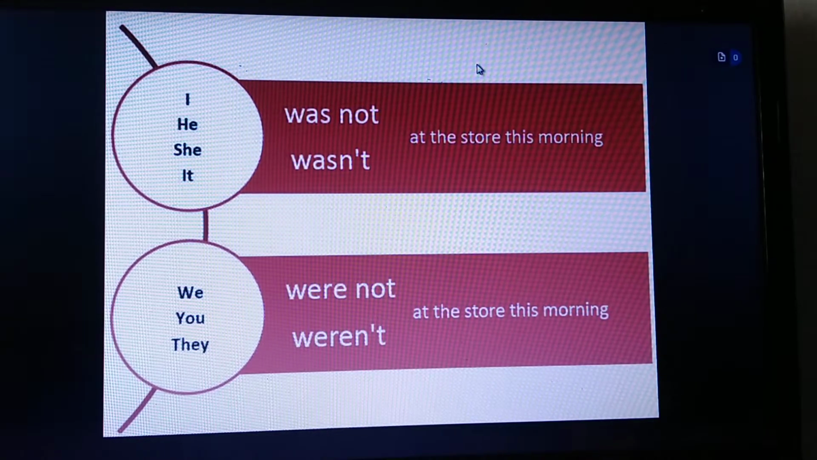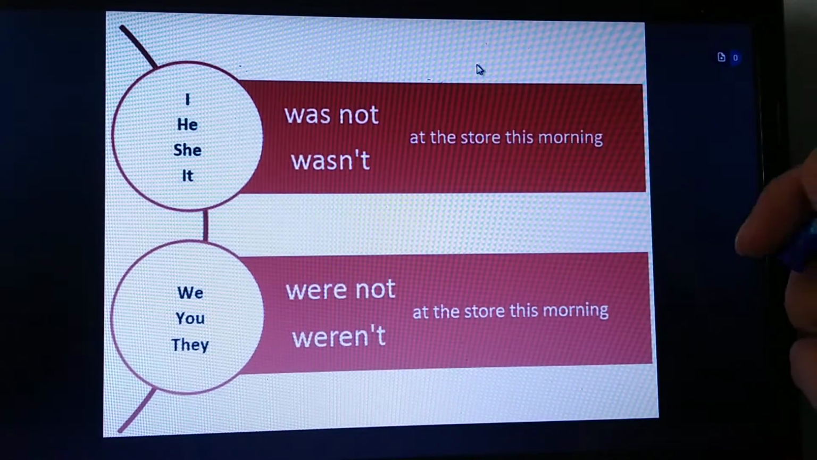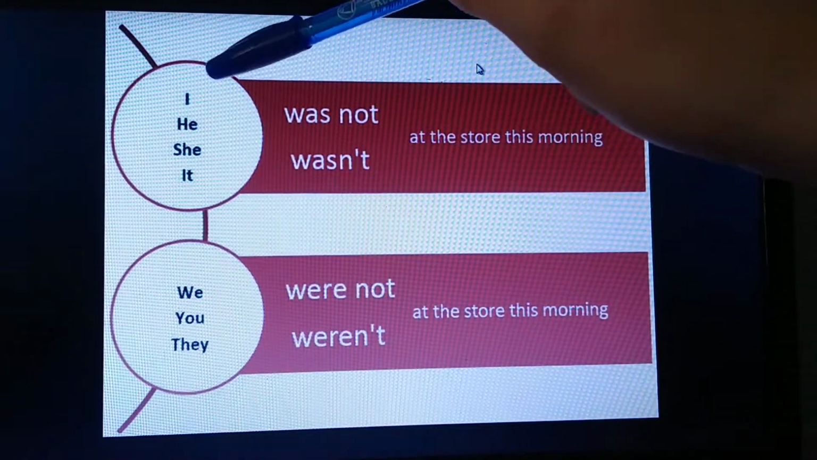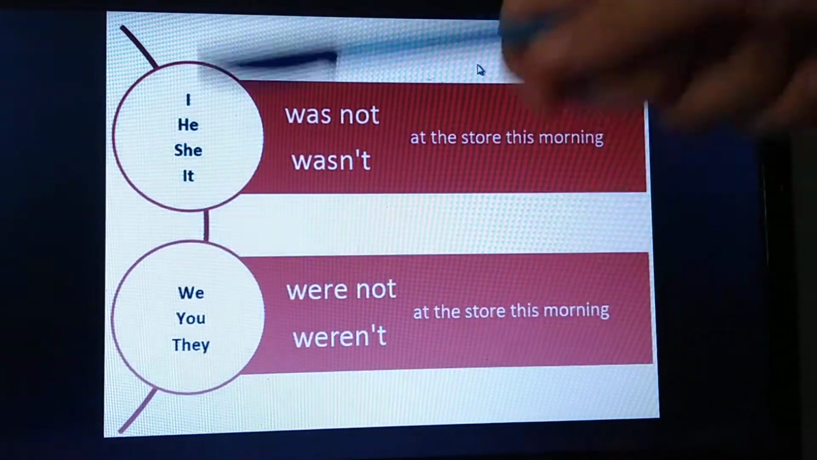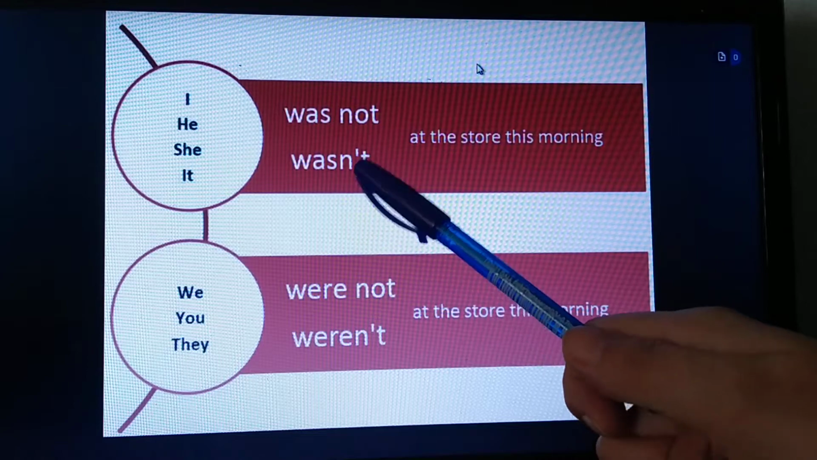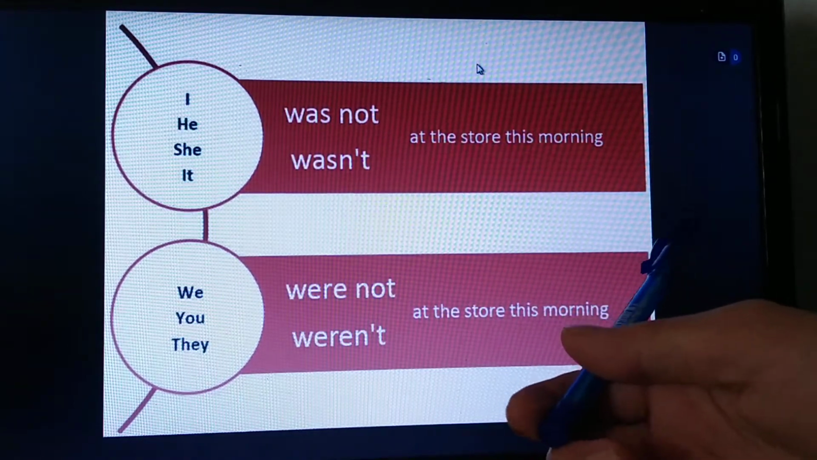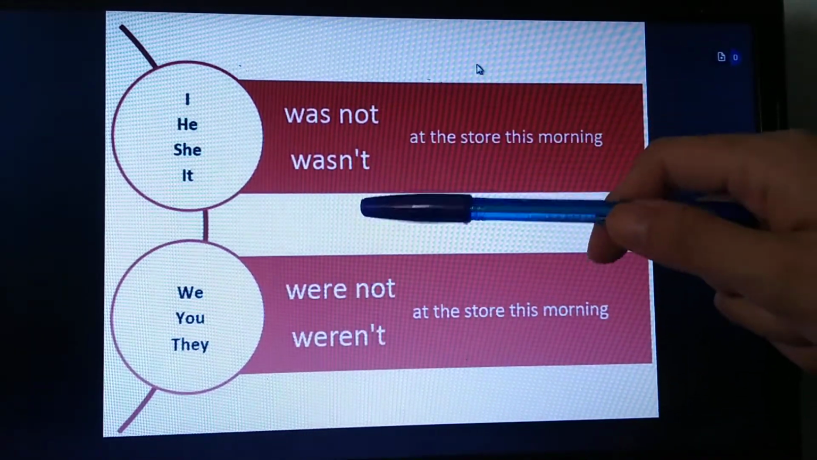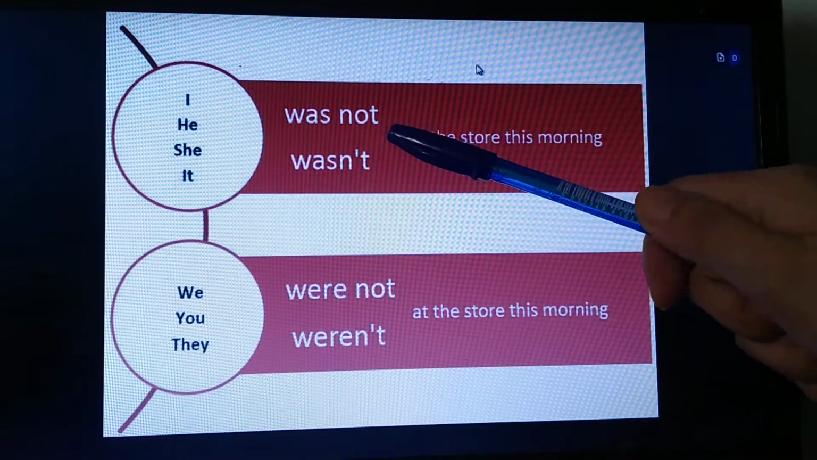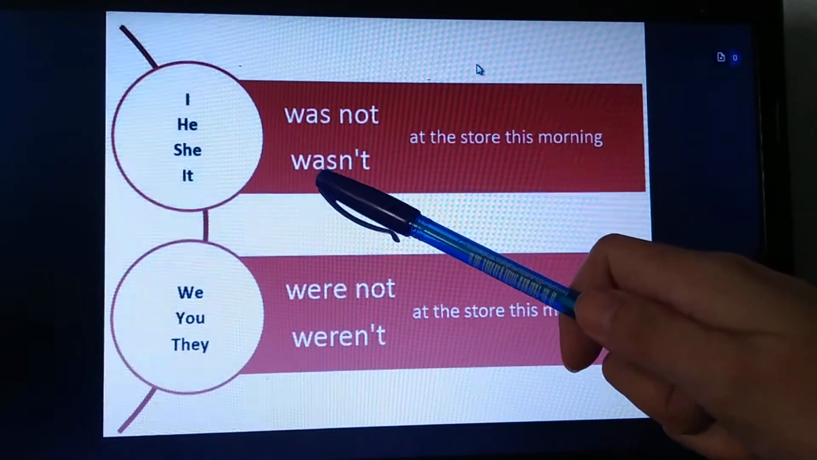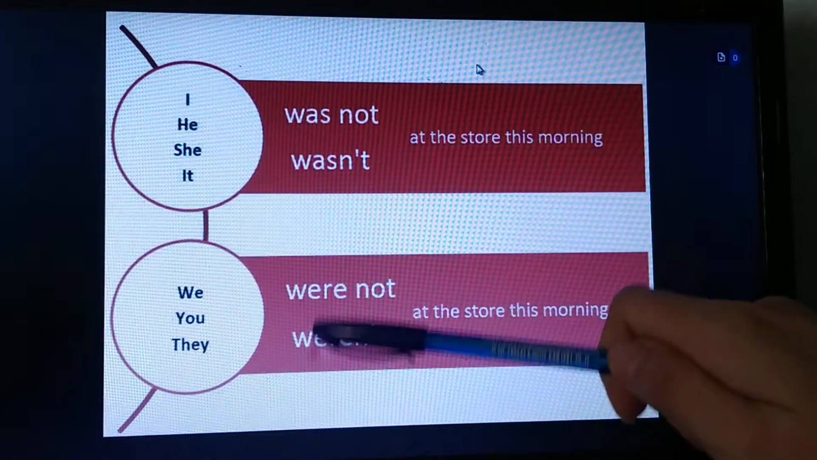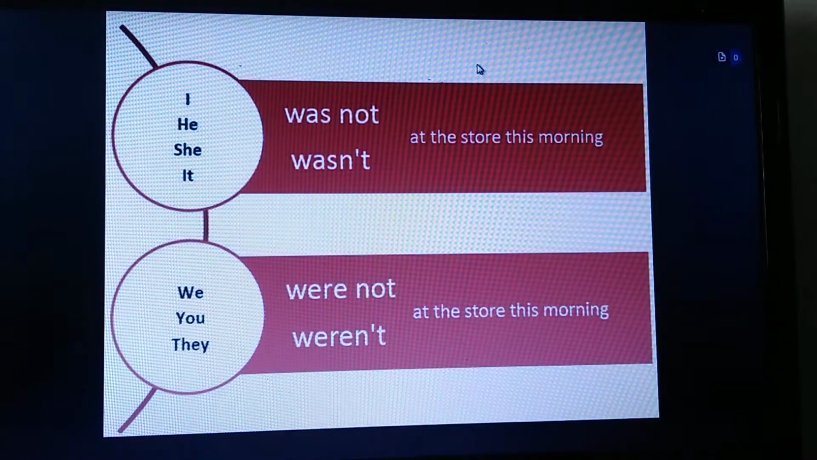Okay, so this is the negative form. I, he, she, and it use was not or wasn't at the store this morning. This is the same, don't worry. Was not and this one is short for was not, and also this. Okay, so next.